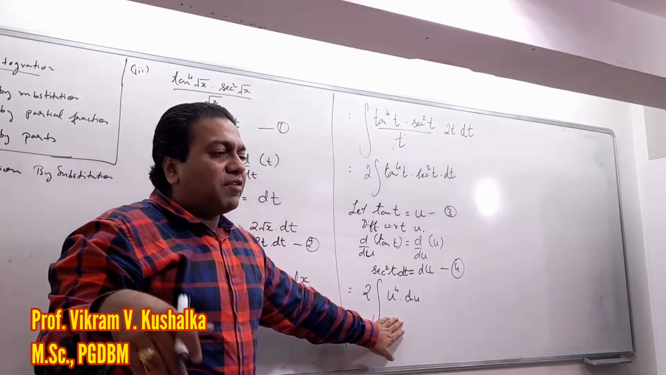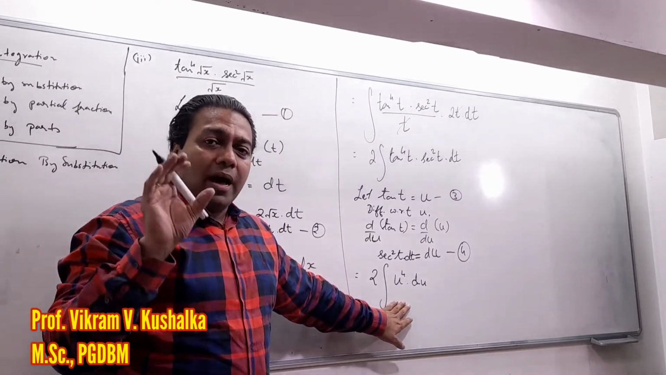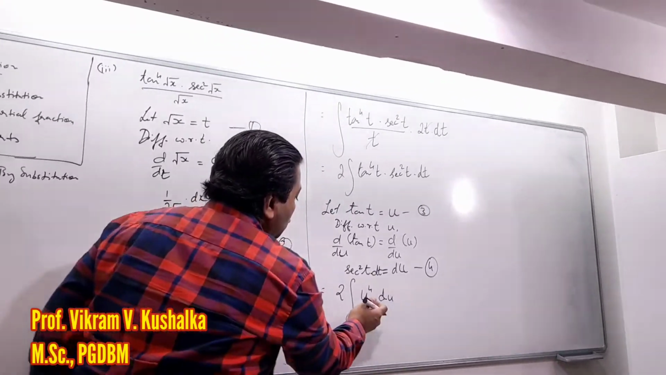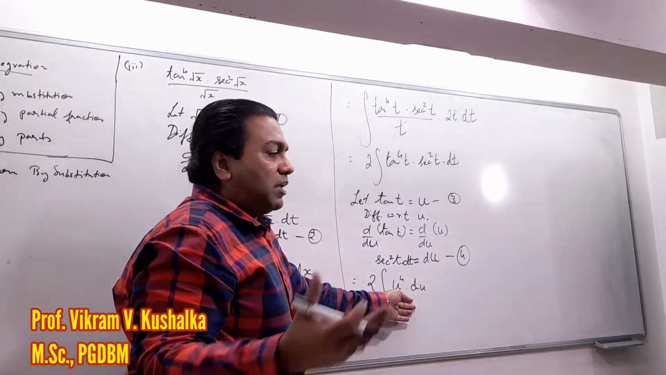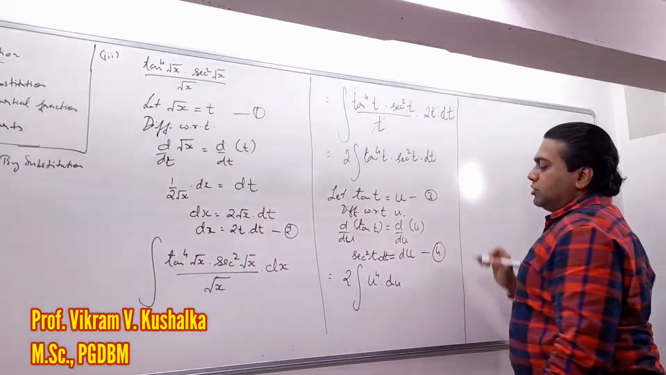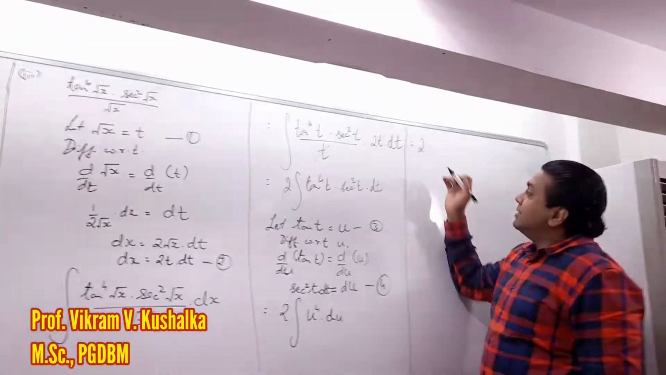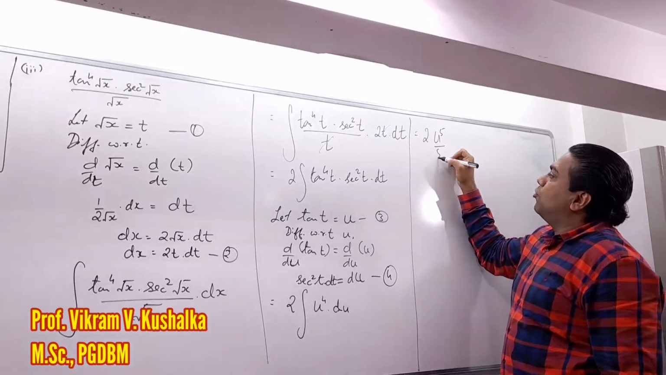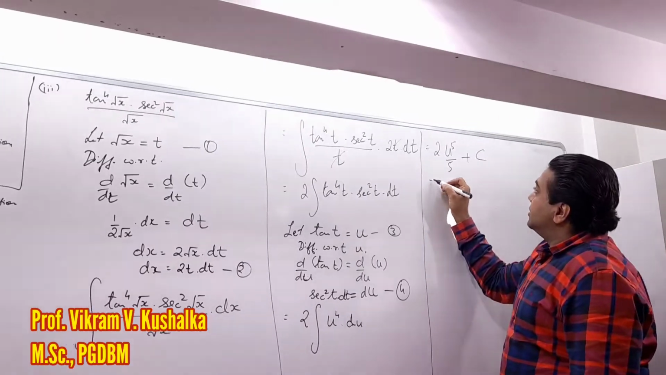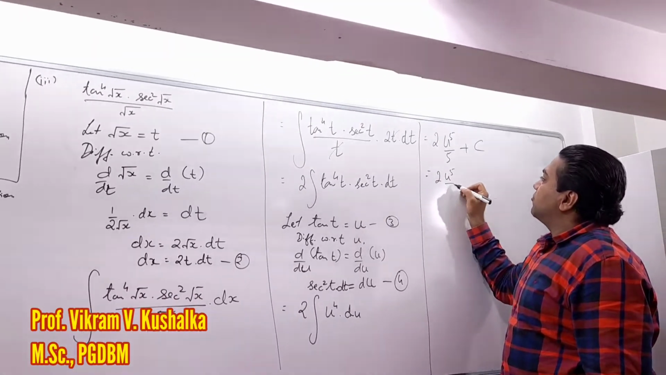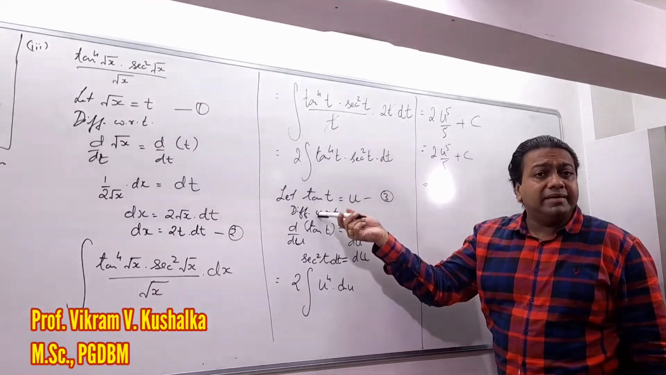What is the integration of x to the power of n? X to the power of n is nothing but x to the power of n plus 1 upon n plus 1. So u to the power of 4 du would be u to the power of 4 plus 1 upon 4 plus 1, correct? So now we go to the third part, that is 2 integration of u to the power of 4 is nothing but u to the power of 5 over 5 plus the constant term c, correct? This gives me 2u to the power of 5 upon 5 plus c. And what was my u? My u was nothing but tan t.